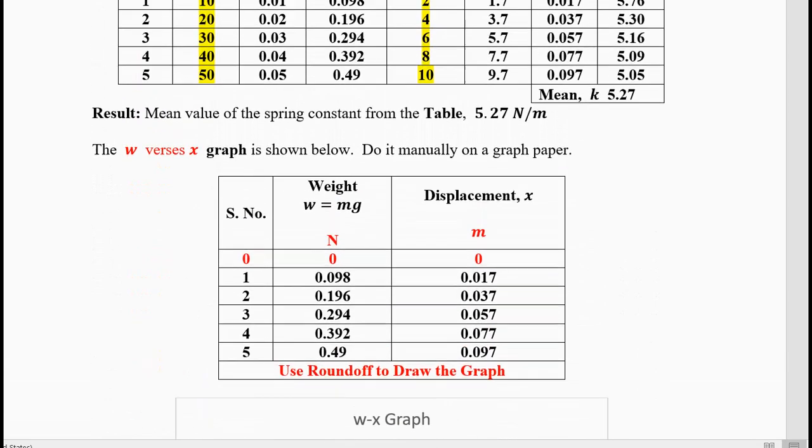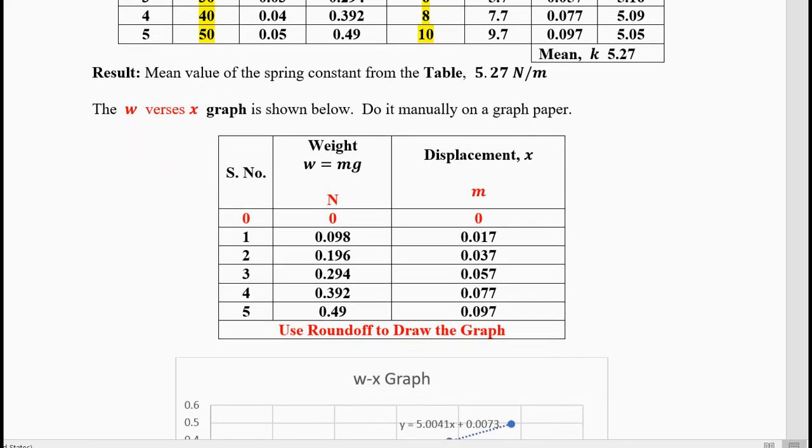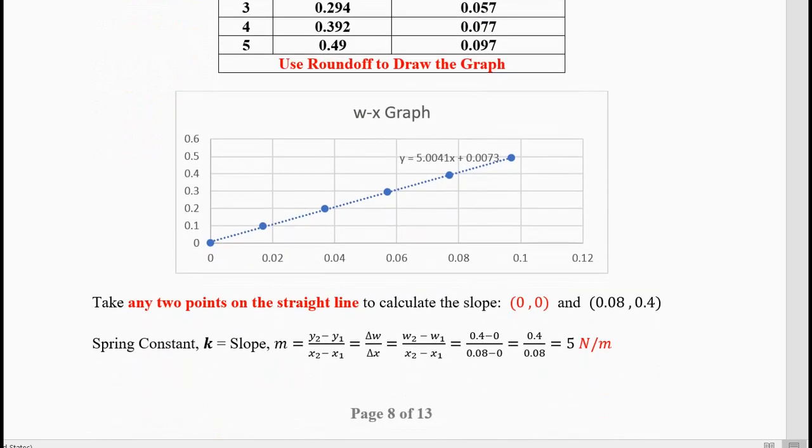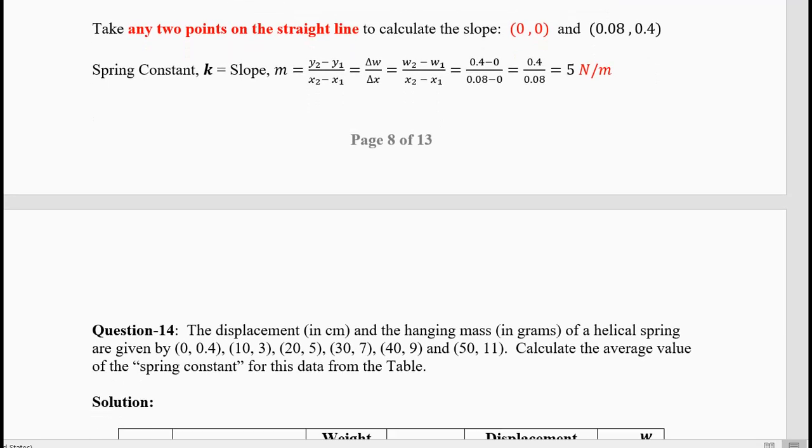How much does your table say? Table says 5.27. Not bad. I told you we allow 10% error. 10% difference. It's not an error, because it depends on the quality of your pencil and the scale you use. By scale I mean 1 centimeter corresponds to how much, and the size of the graph paper. Scale means actually the size.